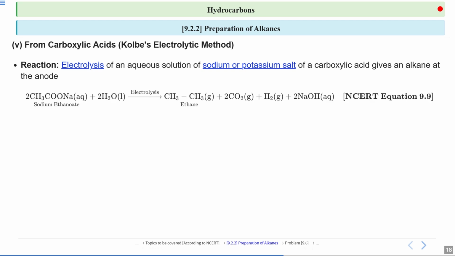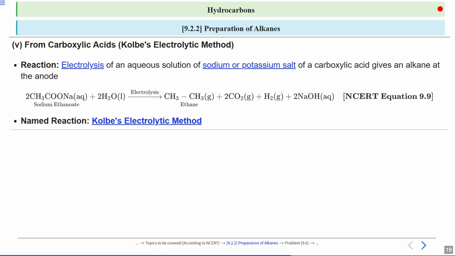Here is the example for the same. You can see a chemical equation where 2 moles of acetate ion, which is a sodium salt, is reacting with water. So, you can say it is undergoing electrolysis and it is producing ethane, carbon dioxide, hydrogen and 2 moles of sodium hydroxide. This equation shows the transformation of sodium ethanoate into ethane along with the byproducts. Now, this reaction is known as the Kolbe electrolytic method. Named reactions like this one are essential in organic chemistry because questions are asked from here, as they are a standard preparatory method for alkanes.